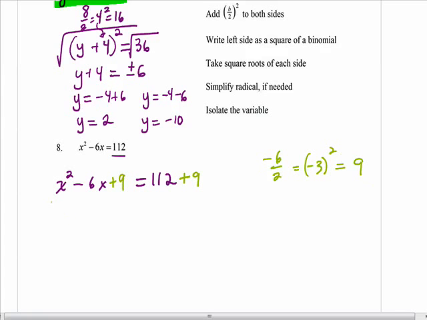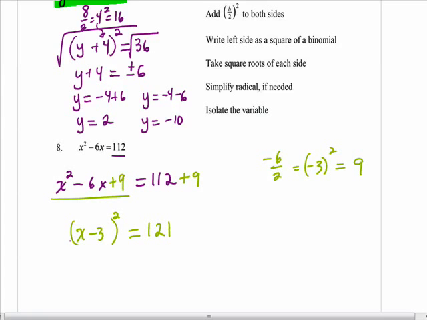Okay, now let's go ahead and write this trinomial as a squared quantity. Ty, what is it? x minus 3. Perfect, quantity squared. And 112 plus 9, luckily, is nice and even, 121. I say even, but I mean that'll work out nicely. All right, Evan, what's my next step?